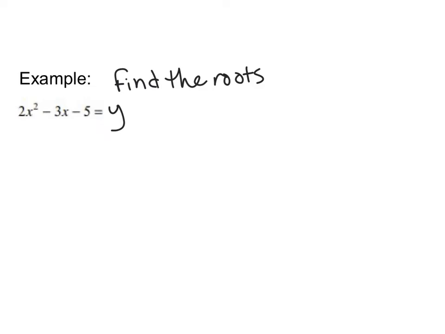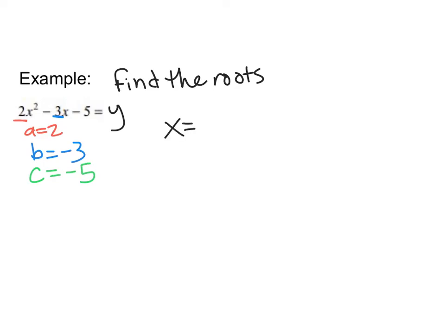So if I wanted to find the roots of this quadratic here, and I tried factoring, but I couldn't figure it out, and it's got a 2 in front of the x squared, I don't want to complete the square, then I might try the quadratic formula. So I can see here that in this equation, my a value is 2, and my b value is -3, because it's a minus 3x, and my c value is a -5.